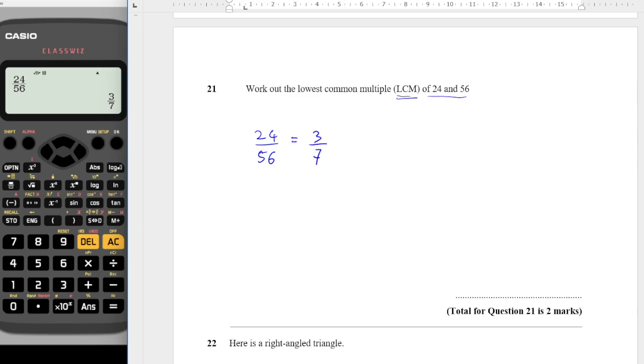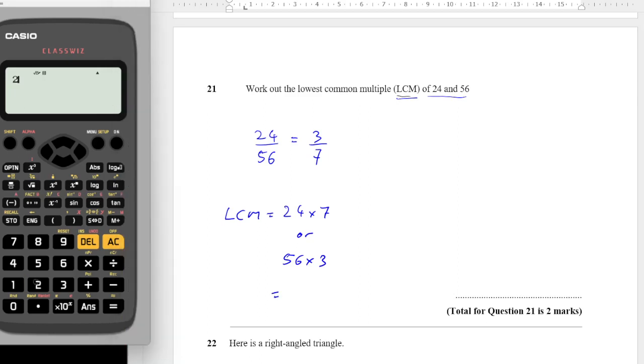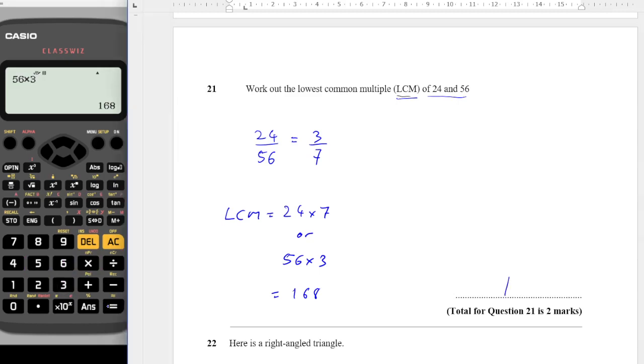So the lowest common multiple is going to be equal to, you times one of the numerators by the denominator, so 24 times by 7, or it would be equal to 56 times by 3. They'll both give you the same value. Let's just show that. 24 times by 7 equals 168, and then just double check, 56 times by 3 also equals 168. So that's quite a nice shortcut on a calculator paper.